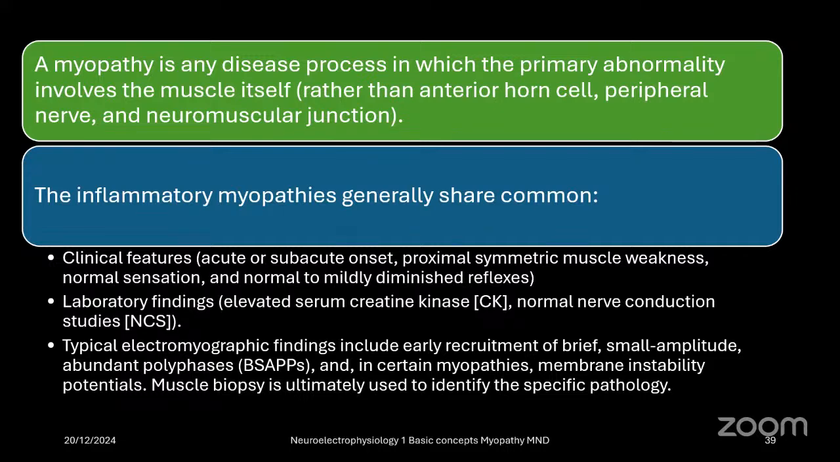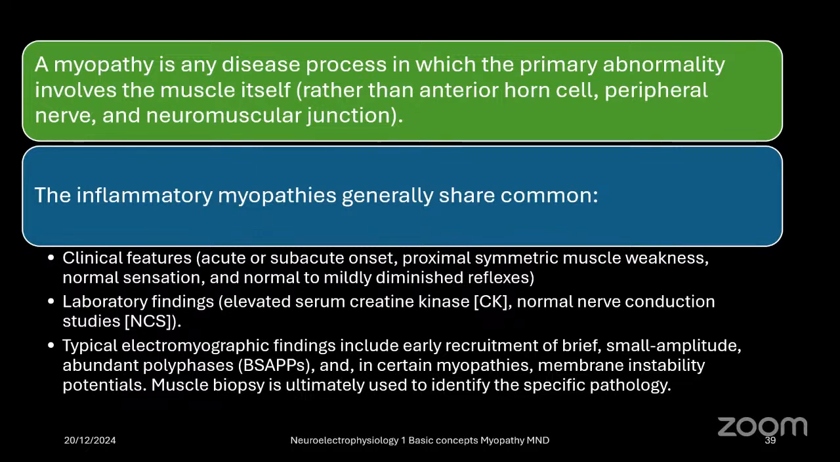So inflammatory myopathies generally share common clinical features, that is acute or subacute onset, proximal symmetric muscle weakness. There is no asymmetry here. Laboratory: normal sensation, normal to mildly diminished reflexes, elevated CK, serum creatine kinase, normal SNAPs, normal CMAPs, normal nerve conduction studies. EMG findings are typical, with early recruitment of brief, small amplitude, abundant polyphasics; in certain myopathies, membrane instability potentials, that is fibrillations and positive sharp waves.